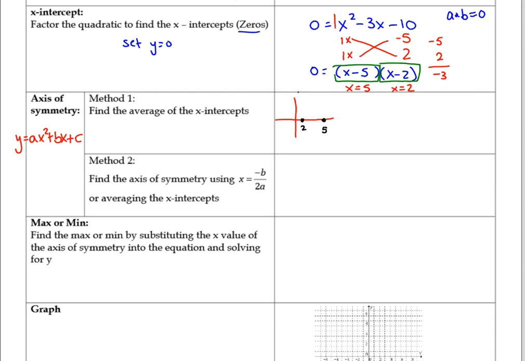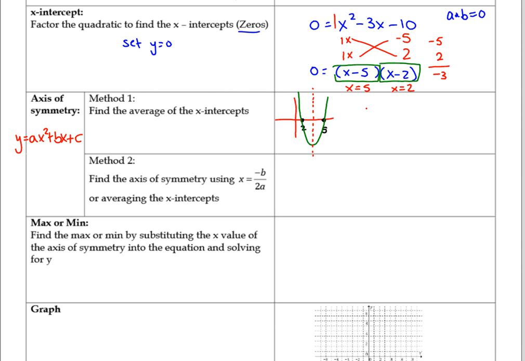Okay? It's going to look something like that, we don't know exactly how it looks, but we do know it opens up. It has x-intercepts of 2 and 5. And so the axis of symmetry is halfway between 2 and 5, so we just need to average those two values.